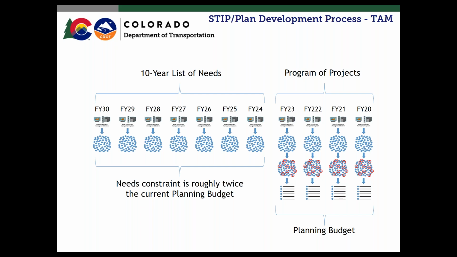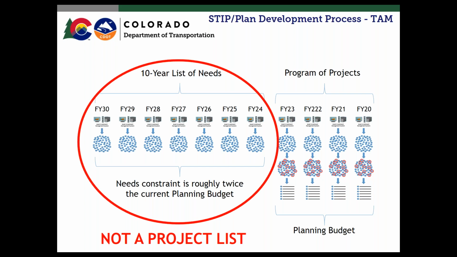Now, as we roll into the program of projects, the things that are circled red, pointing down to the arrow below, those are things that get prioritized. Again, the thing that we had to point out internally was that the things on the 10-year list of needs are not a project list. That's more associated with the program of projects. Those are things that go into our portfolio to be managed, and we fully intend to deliver it.